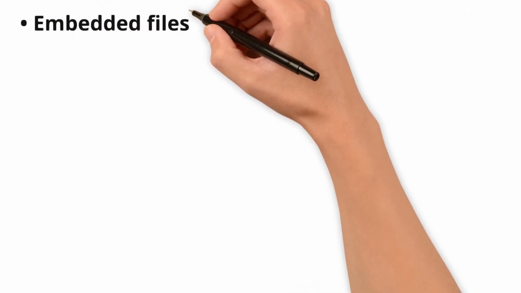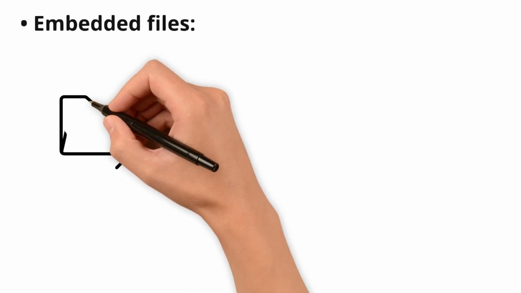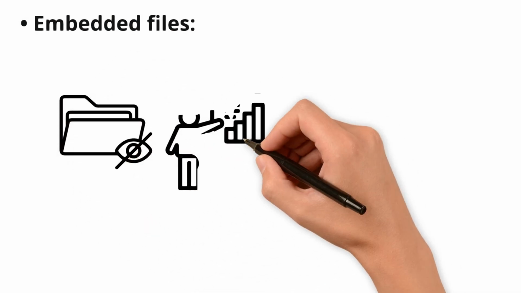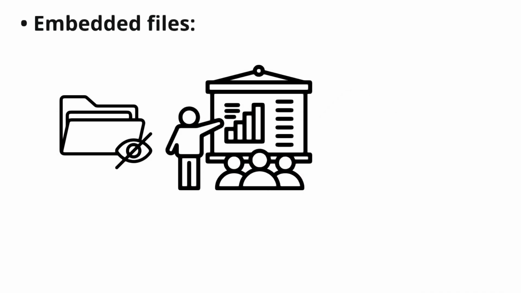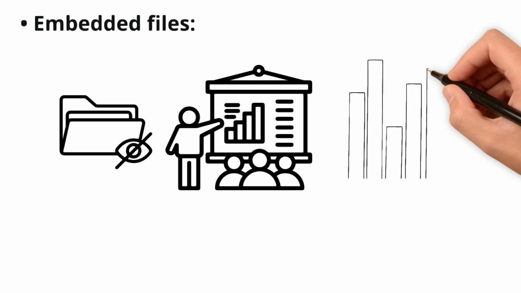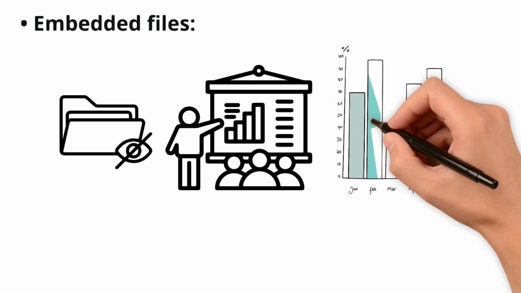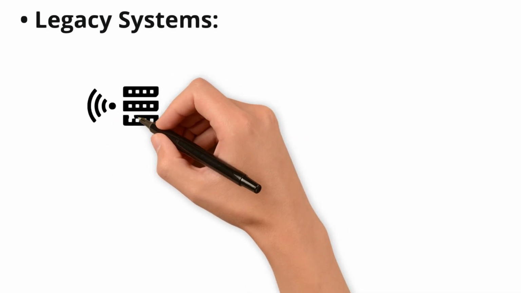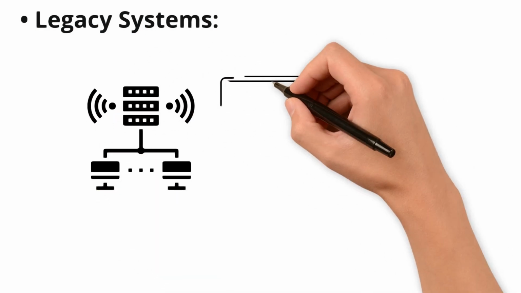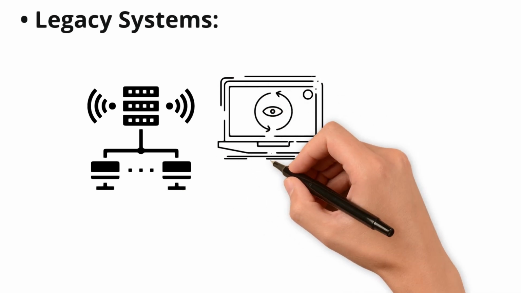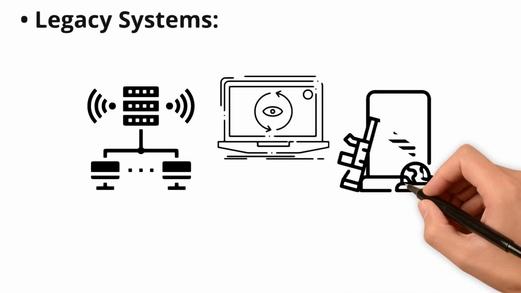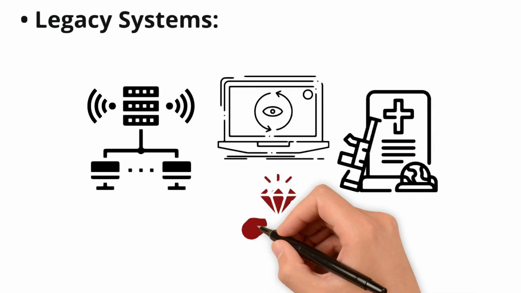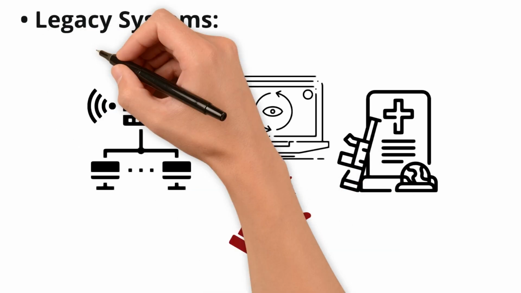Similarly, embedded files. Data can also be hidden within documents like spreadsheets or presentations. For instance, a chart might contain additional data points that are not visible in the main view. Legacy systems. Older computer systems might store data in formats that are difficult to access with newer software. These data graveyards can hold valuable information that's simply not being used.